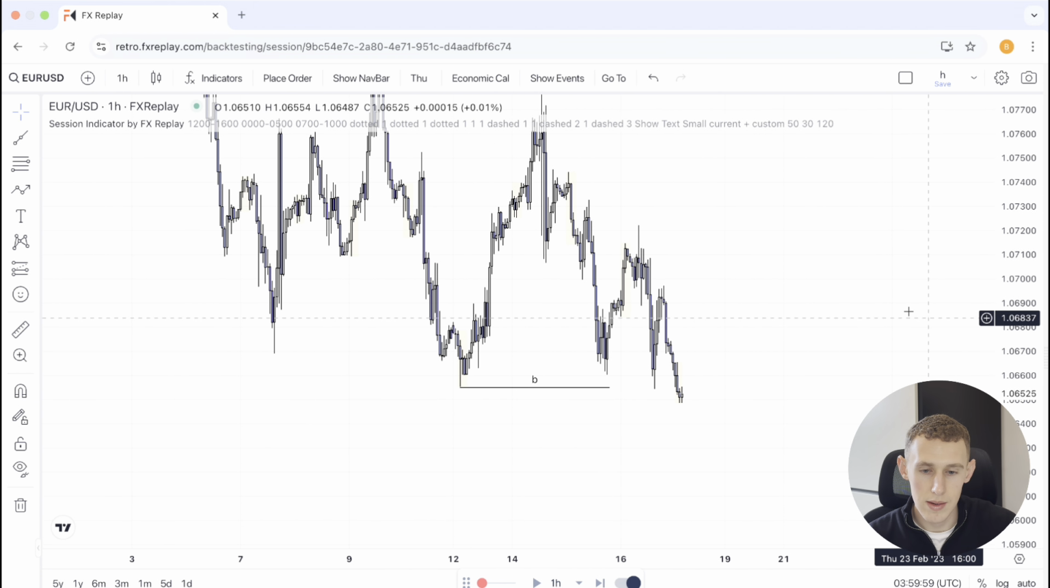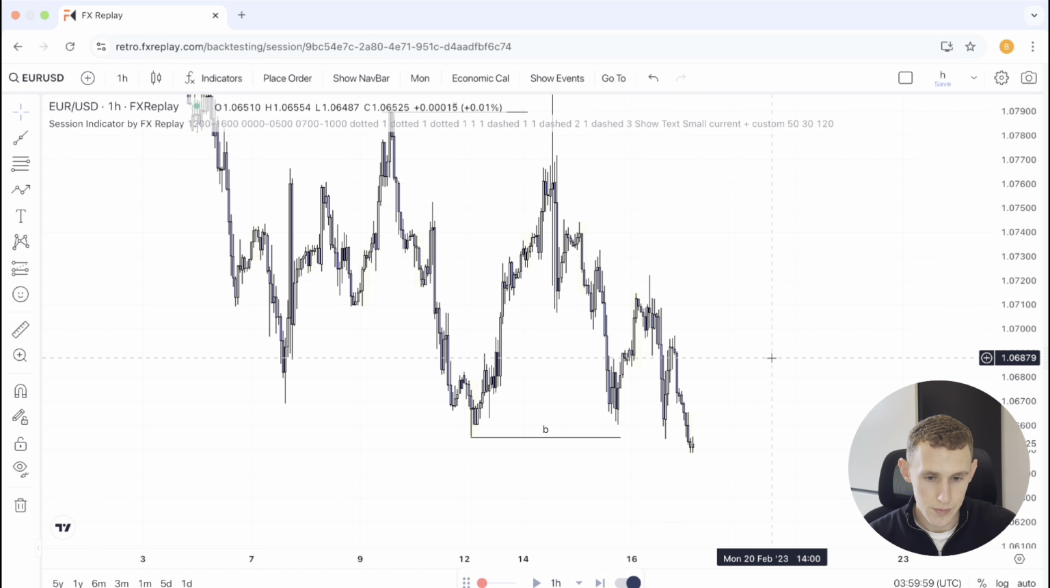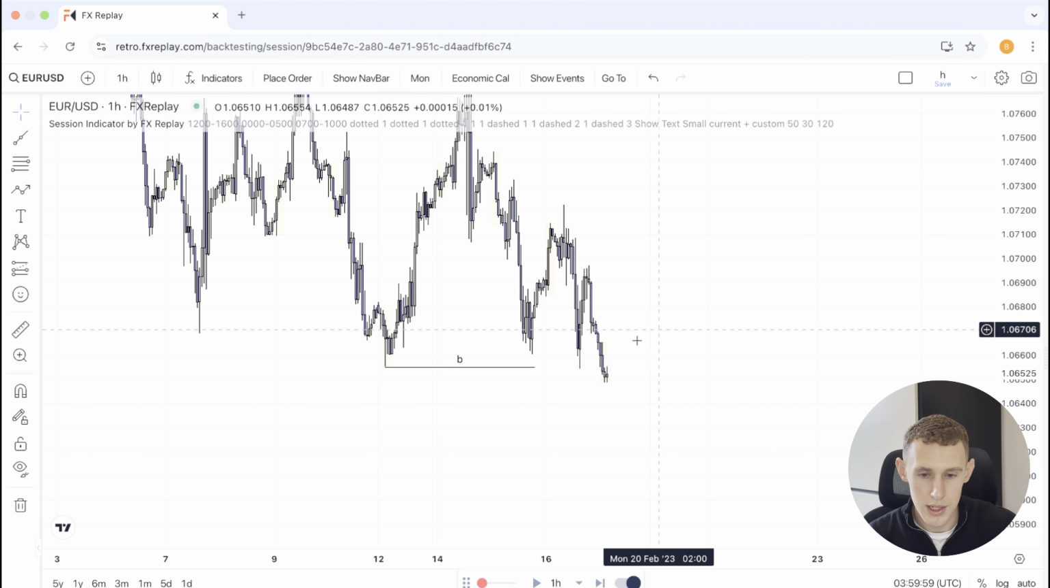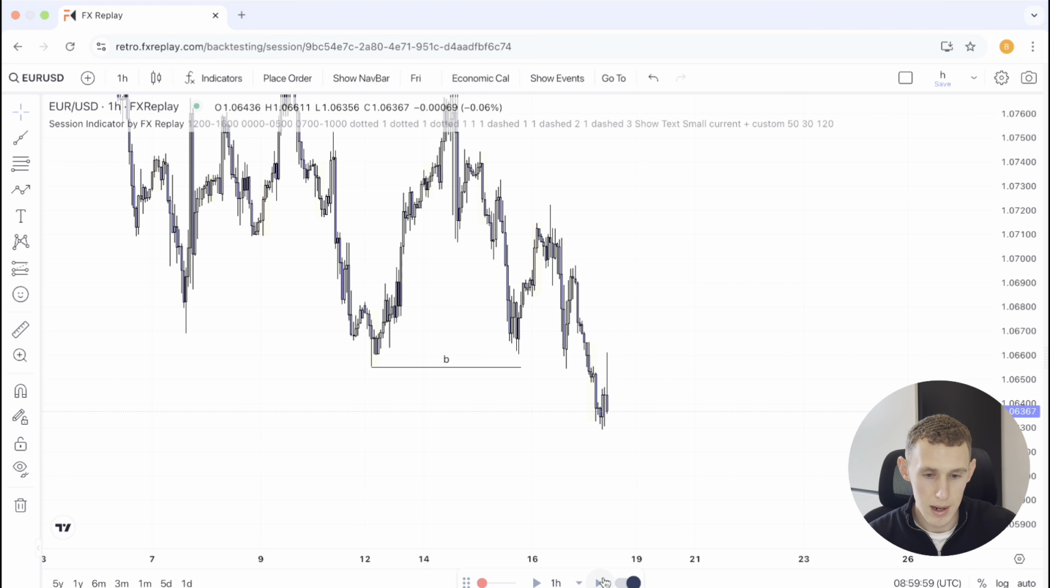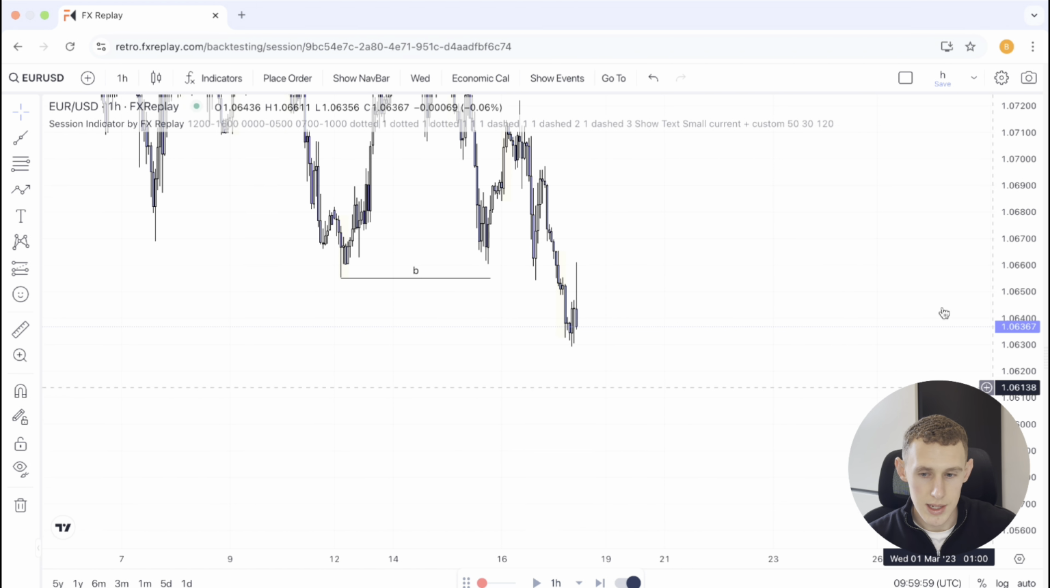So in terms of hourly structure, this is what we're looking at. Currently, I'm not seeing any clear POIs to sell from, so I'm going to keep playing price for a second.